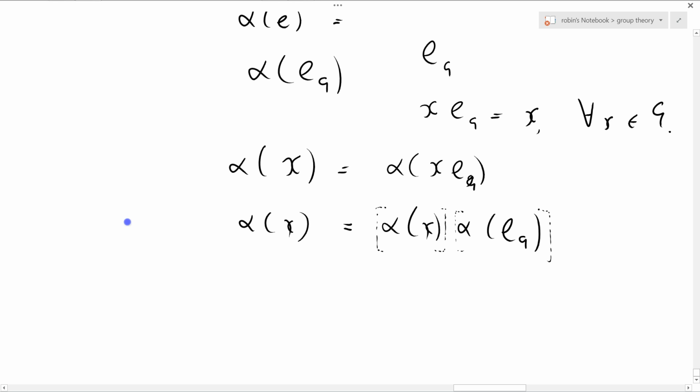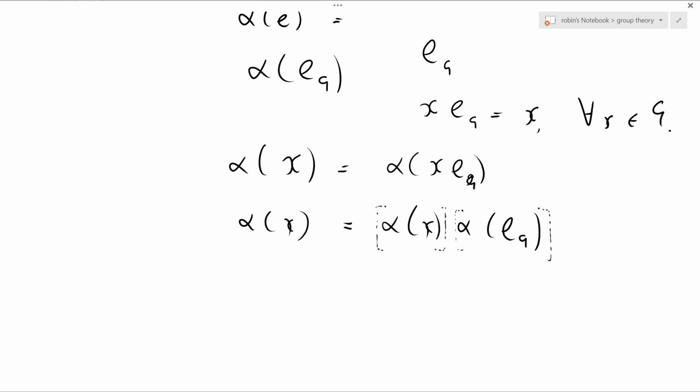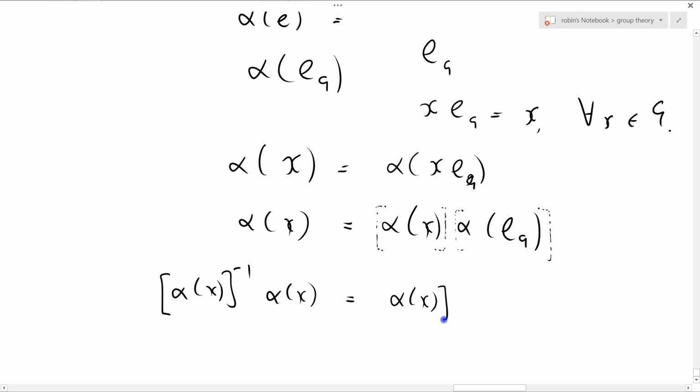because alpha of x is a member of H. Now what I can do is multiply on the left by alpha of x to the minus 1. And of course, this minus 1 here is the inverse operation in group H. Alpha of x inverse times alpha of x equals alpha of x inverse, alpha of x, alpha of E_G.